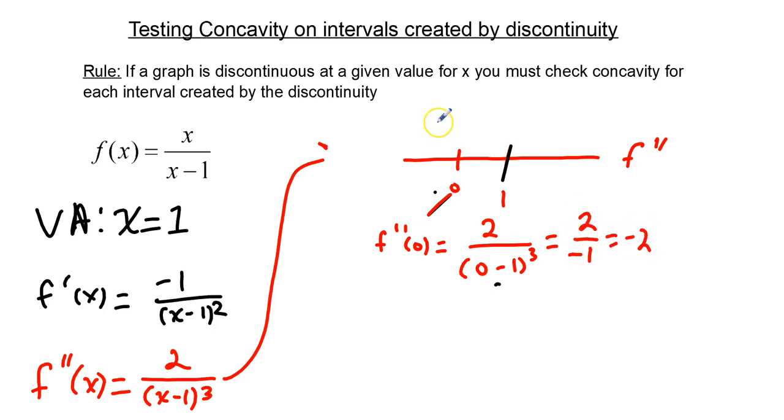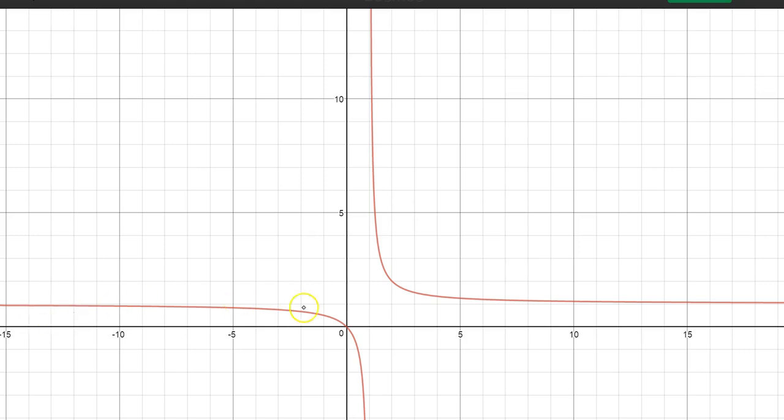Well, that means that the second derivative at 0 is equal to a negative value. Well, again, if you think about that, if my second derivative is a negative value, that must mean I'm concave down here, right? I must be concave down. Looking at the graph, you can see that I am concave down to the left of x equals 1.